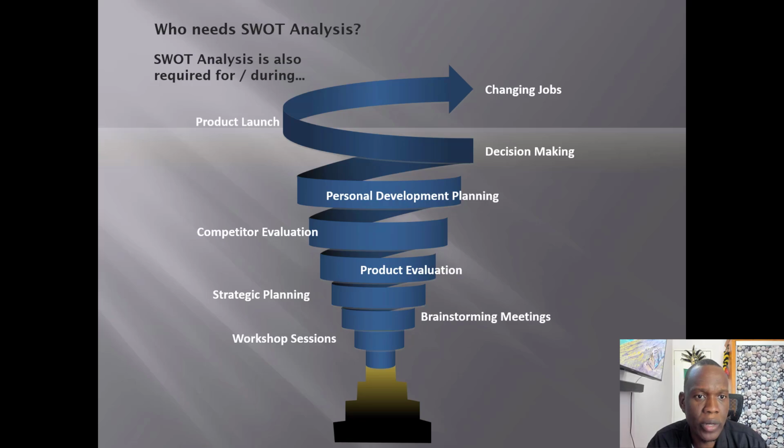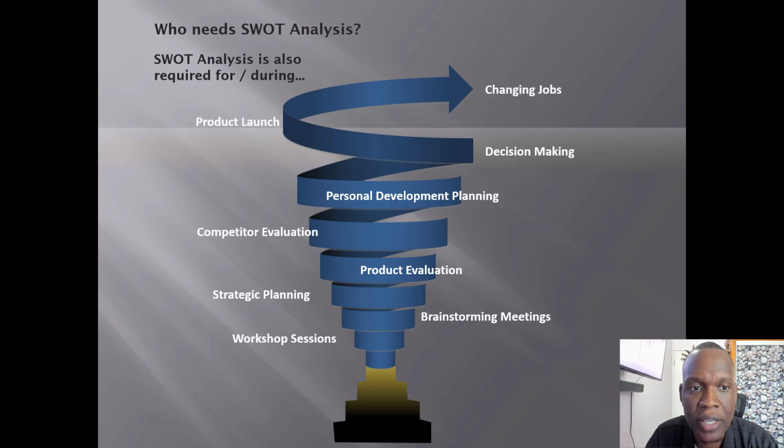And you can see who needs SWOT analysis. So workshop sessions, they use that. Brainstorming meetings, you can use the SWOT analysis to brainstorm ideas, especially as it relates to your threats and your weaknesses. Strategic planning, how can I capitalize on my strengths? How can I jump on these opportunities? How can I minimize the impact of threats, etc., etc. Product evaluation, be honest about the product. Is it doing what it's supposed to do? Is it overachieving, underachieving, that kind of thing. Look at the competitors. Outline what advantages they have over you, what you have over them, those kind of things, right?